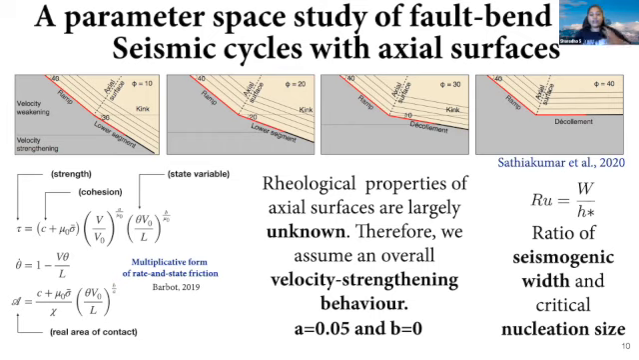To capture the fault dynamics of fault bend folds over multiple seismic cycles, we adopt the multiplicative form of the rate and state friction framework. The red regions here are the velocity weakening regions, and the black is the velocity strengthening region. For the rheological properties of the axial surface, since we don't know much about that, we basically assume an overall velocity strengthening behavior, approximating a viscoelastoplastic material. We also explored the frictional parameters. The one that we use here is the non-dimensional parameter, which we call RU, the ratio of seismogenic width and critical nucleation size.